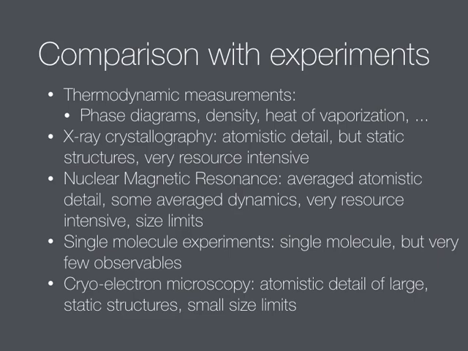Then there's nuclear magnetic resonance, which is not so much discussed in this course, I think. These give some average atomistic detail and some average dynamics in some way. So you can get a bit of dynamics. You can get accurate structures, but it's also very resource intensive, and there are size limits. The protein can't be too large, because you have to decompose the spectrum. If you get more and more residues, the spectrum gets more and more dense, so it gets more difficult to disentangle, and you need to cross map things. So this is still used, but for smaller molecules.